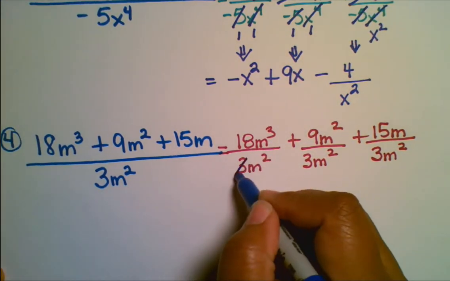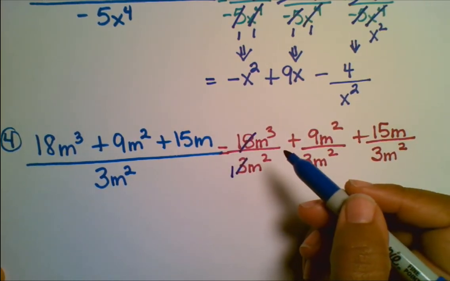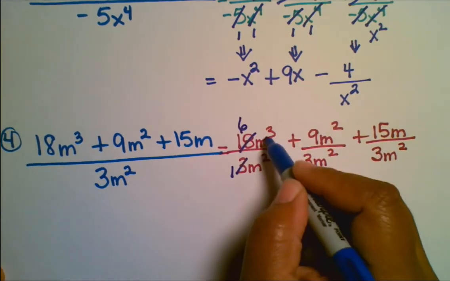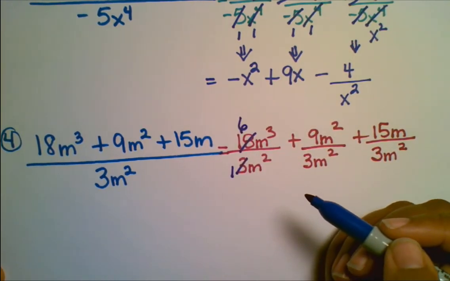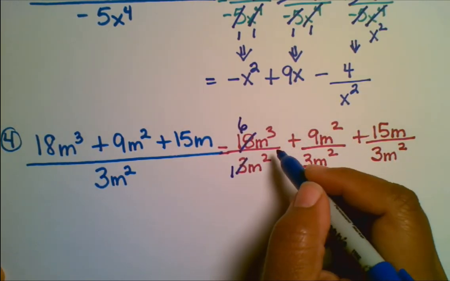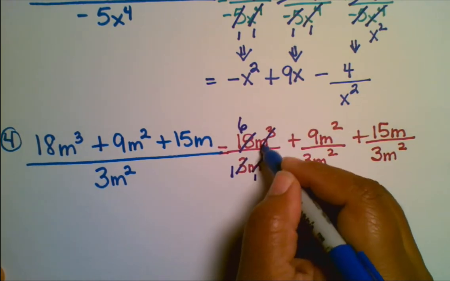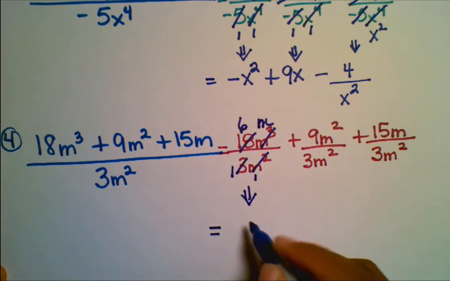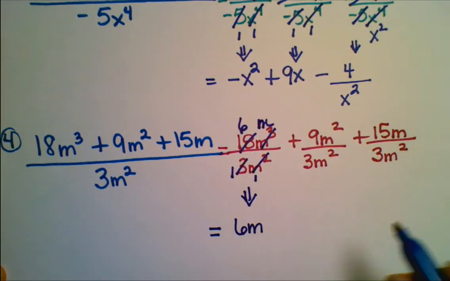So this 3 divides into 18. How many times? 6. Where do you have the greatest amount of m's? In the numerator, so that's where we're going to place our answer. So we're going to subtract 2 m's from out of 3. We have an m. So the first term is 6m.